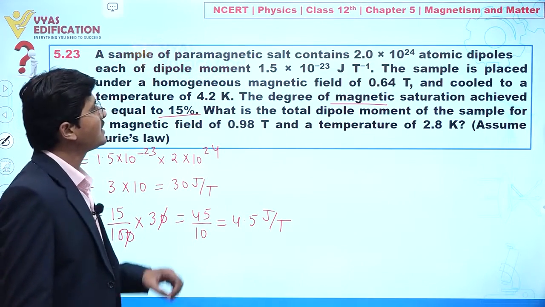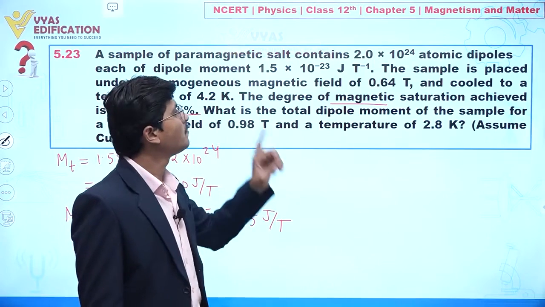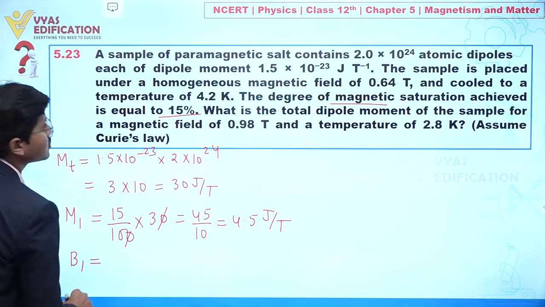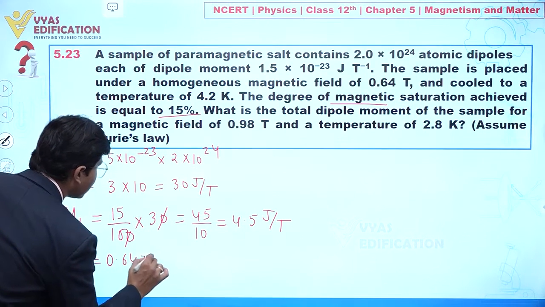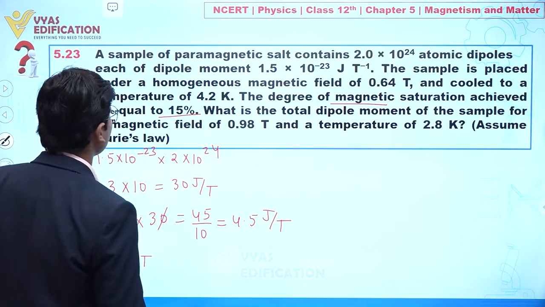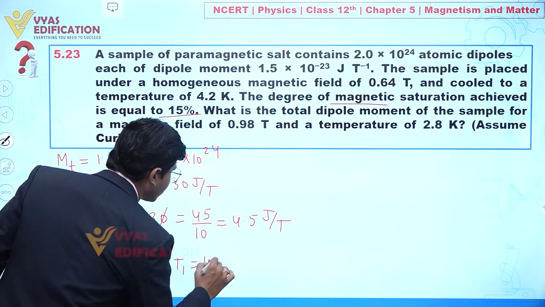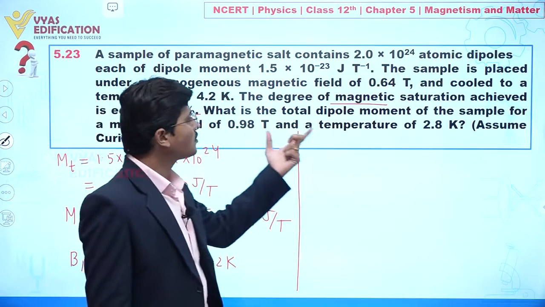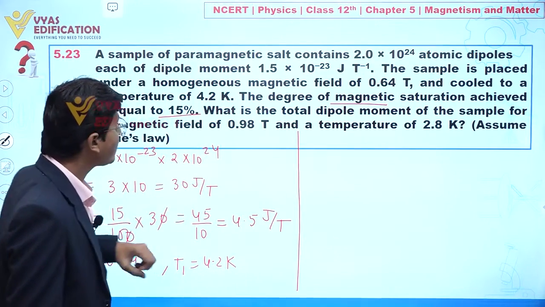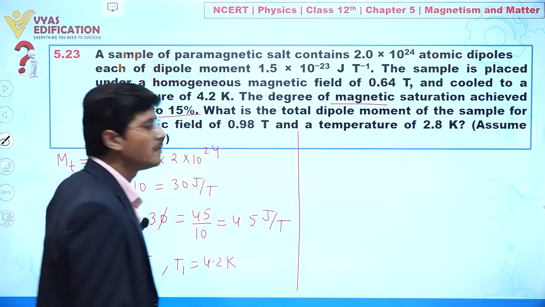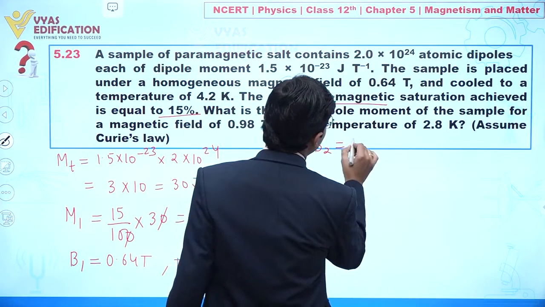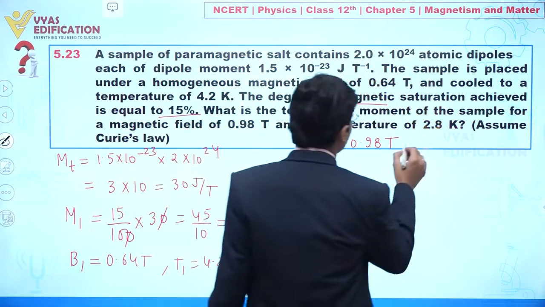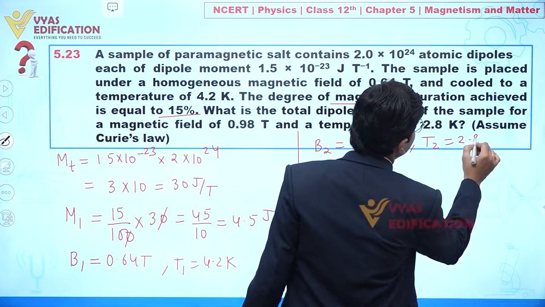It is also given here, this sample is placed under a homogeneous magnetic field of 0.64 Tesla. Clear? It means value of B1, this is also given to you, 0.64 Tesla, and it is cooled to a temperature of 4.2 Kelvin. So value of T1 is also given 4.2 Kelvin. Fine. Now what is our objective? Our objective here is to calculate total dipole moment of a sample for a magnetic field of 0.98 Tesla. So value of B2 we have 0.98 Tesla and at a temperature of 2.8 Kelvin. So I can say T2 is equal to 2.8 Kelvin.